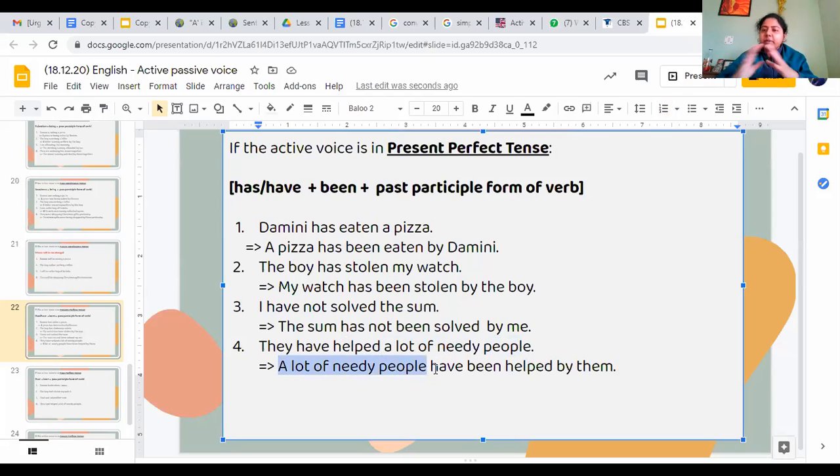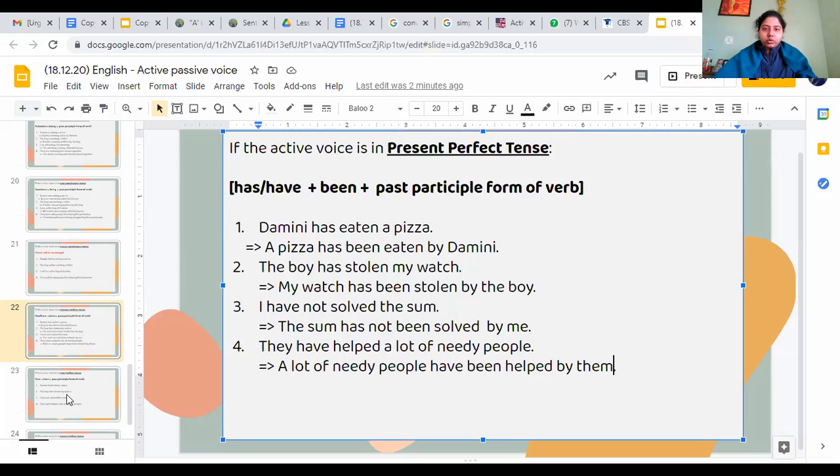A lot of needy people means many people. It's plural, so have is used. Then been, and then the third form of the verb, helped, and then by them. Okay? Thank you. It's the same thing, right? Every time, however complex the sentence gets, just break it down to those 3 steps and it will be easier for you.